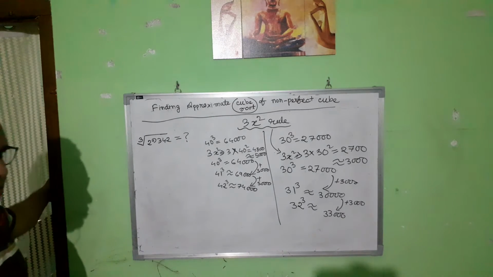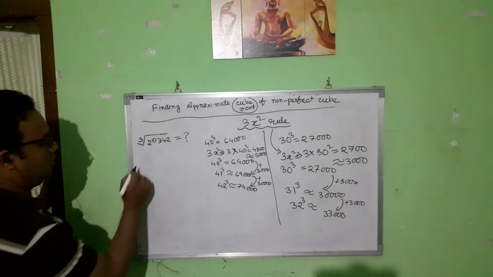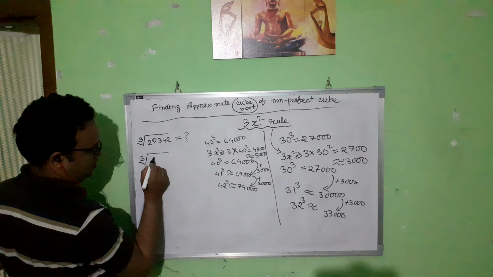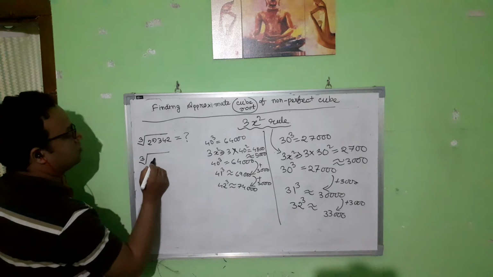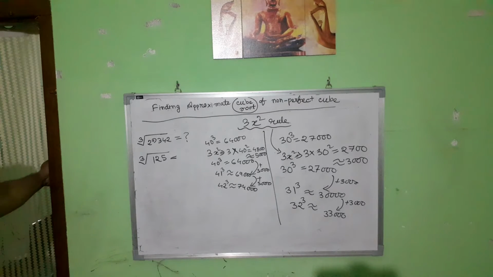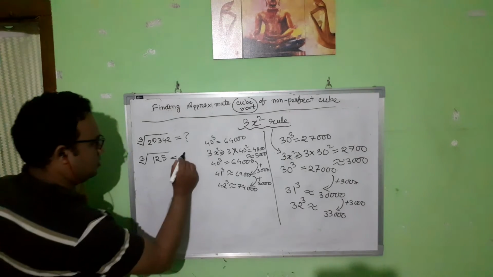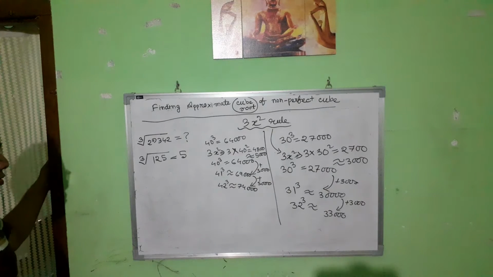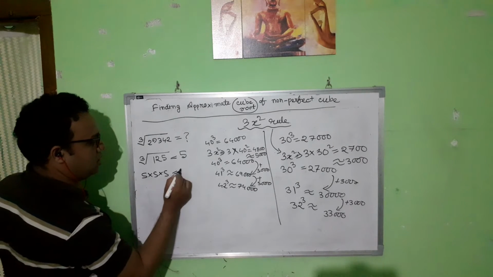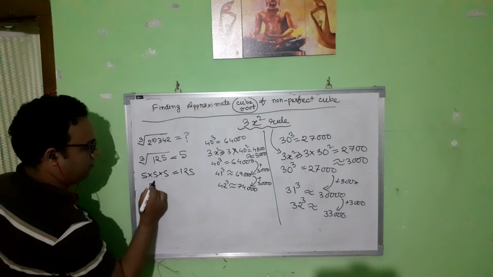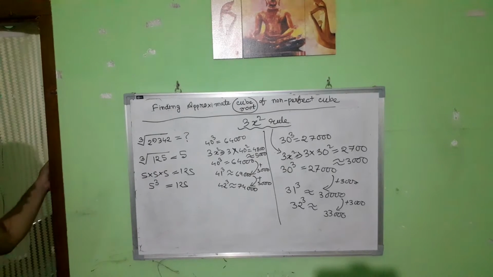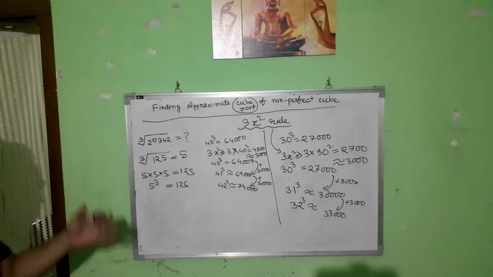Now, if I ask you what is the cube root of the number, say 125, you can easily say the cube root of 125 is 5, because when you multiply 5 three times we get the answer 125, or 5 cube is equal to 125. So the cube root of 125 is 5. This is a direct answer.